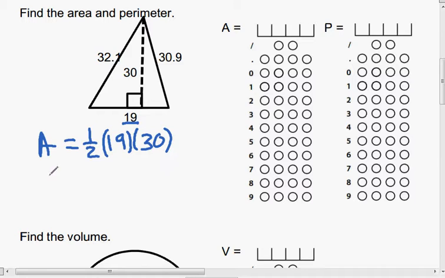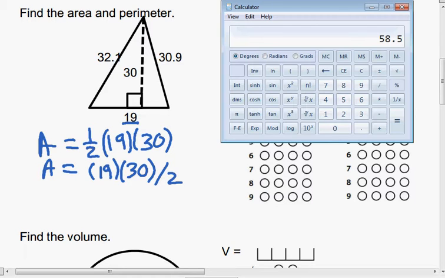And to make it easier to put in the calculator, I'm going to say area equals 19 times 30 divided by 2. 1/2 is really 1 divided by 2. I could put that in the calculator, but for some people it makes a little more sense to do it this way. 19 times 30 divided by 2. 285.